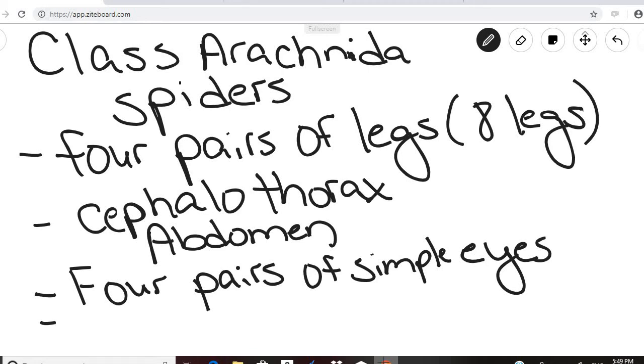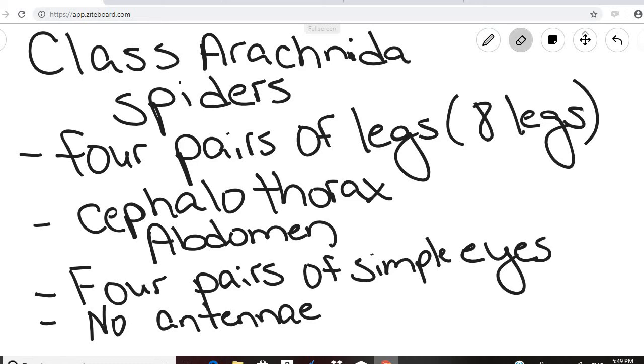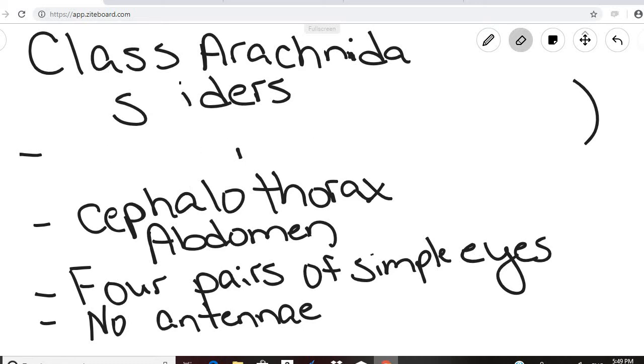Class Arachnida have no antenna. Spelled that wrong. Antenna. And then another unique characteristic of them is that they breathe through something called book lungs.